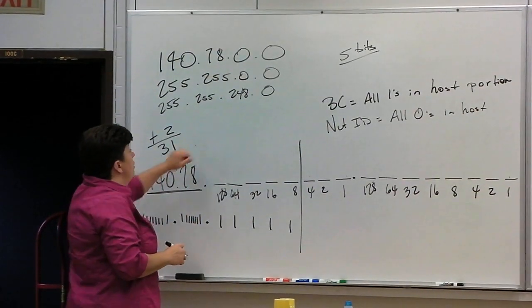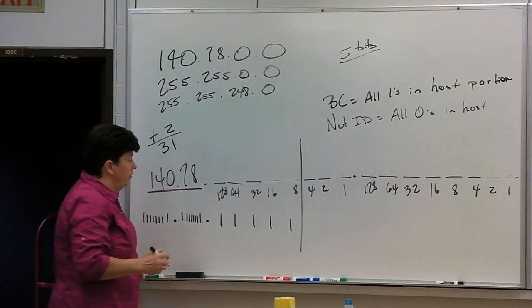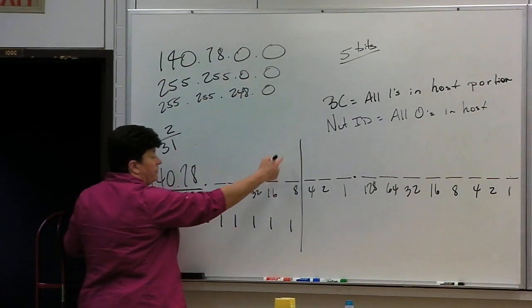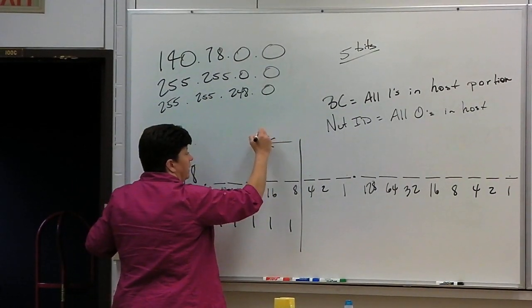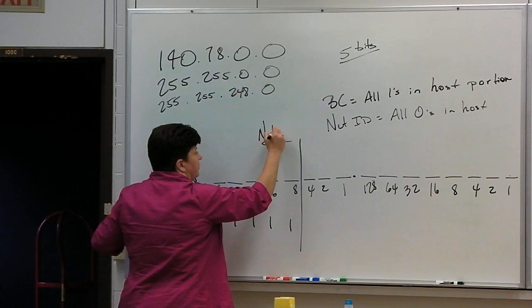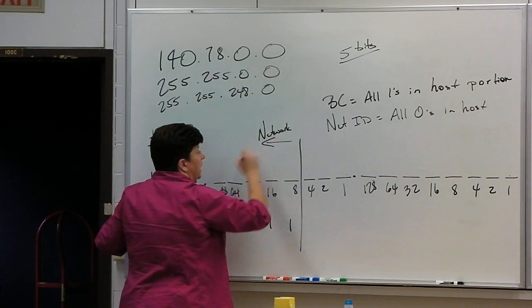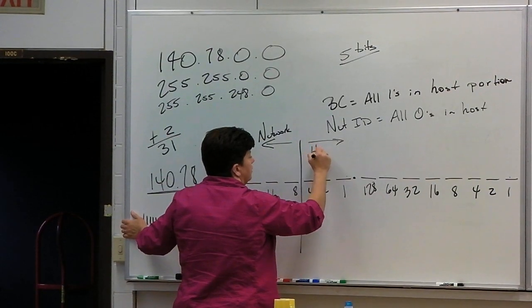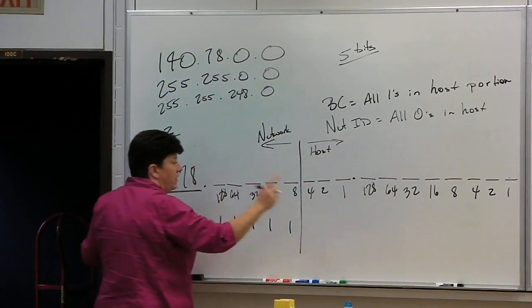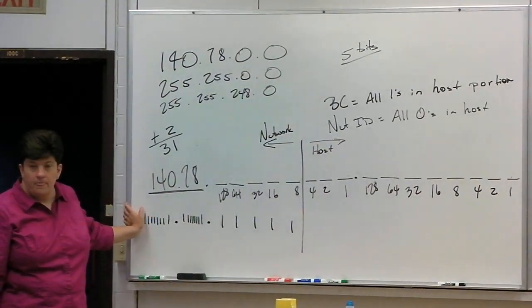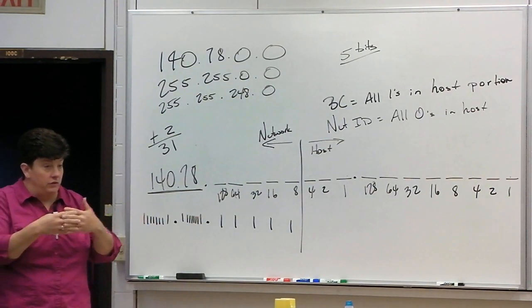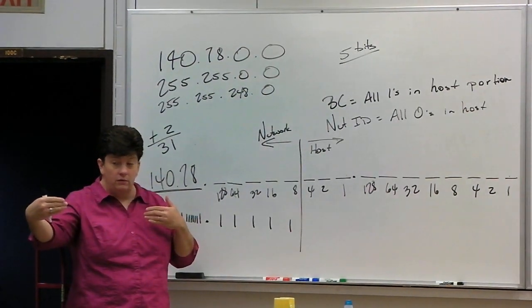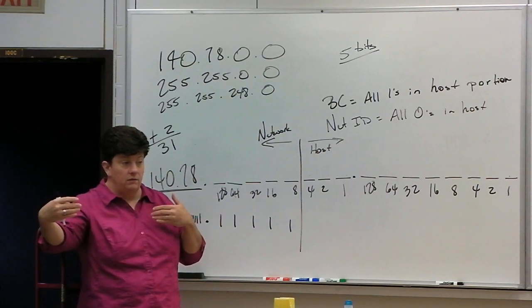The 248 is network portion. All of this, from this line back to the left, is network. It just got bigger in this direction, and host just got smaller. Remember, it was a combination. One gets bigger, the other gets smaller. Right?